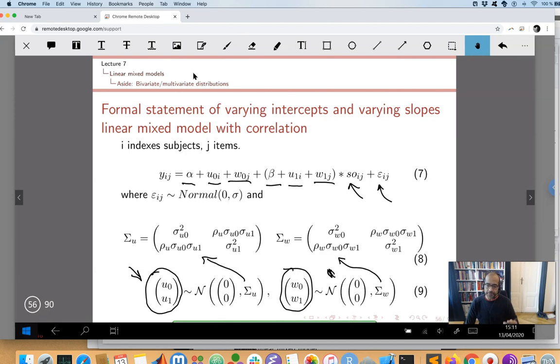Right? So how many parameters are there in this model now? So let's count them. Okay, I've got the intercept, the slope, 1, 2, right? And then I've got 3 parameters here and 3 parameters here. So I've got 1, 2, 3, 4, 5, 6, 7, 8, 9 parameters in this model. This model has to estimate 9 parameters. Okay.